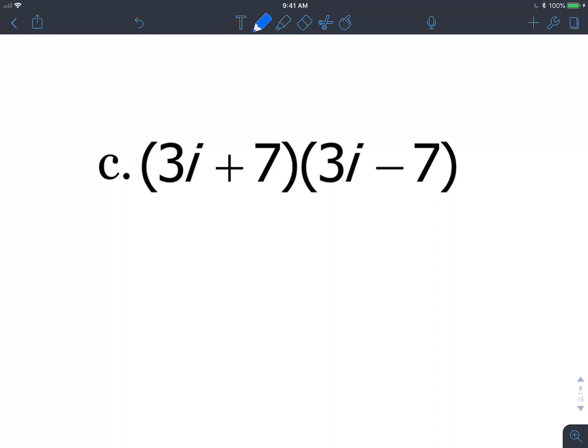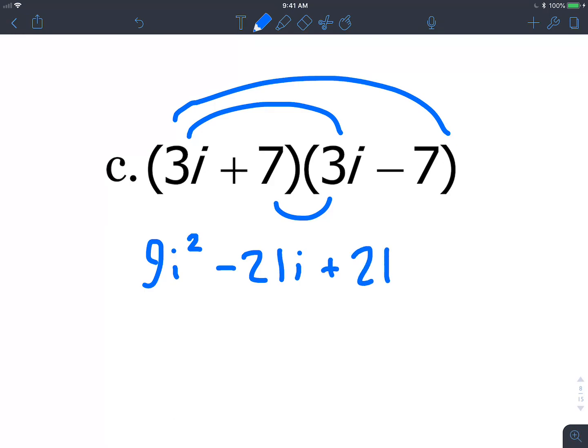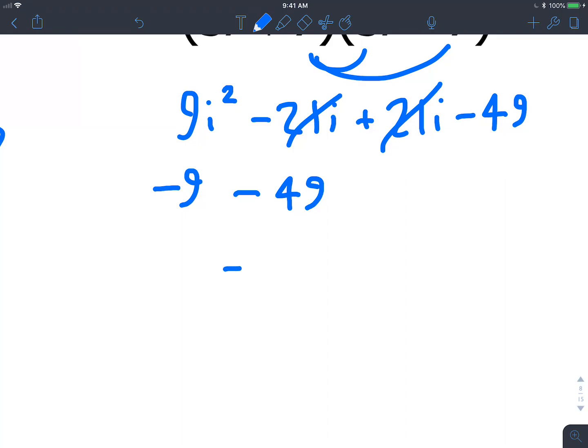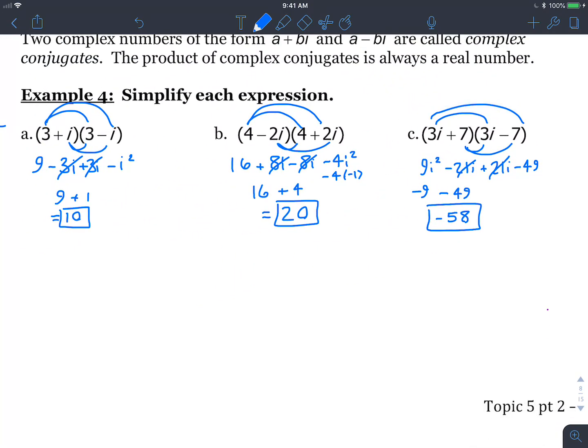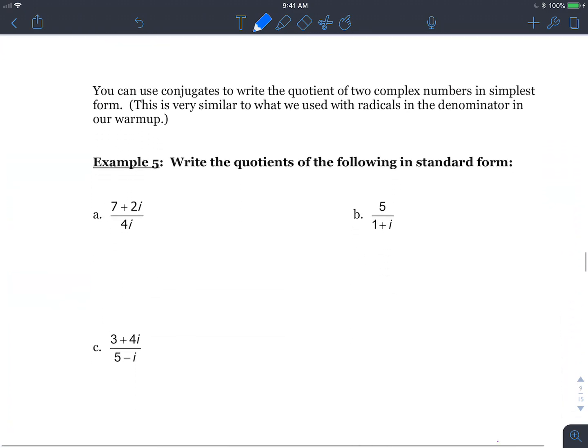Alright, last one here. I guess they put the i stuff first, that's fine. So 3i times 3i is 9i squared. 3i times negative 7 is negative 21i. And then you get plus 21i. And then negative 49. Okay, your i's should cancel out. Remember, i squared changes to negative 1, so that essentially becomes negative 9 right there. And then minus the other 49 that you had. And I guess negative 58 once you're done. So sometimes they can come out as negative numbers. So that's that.